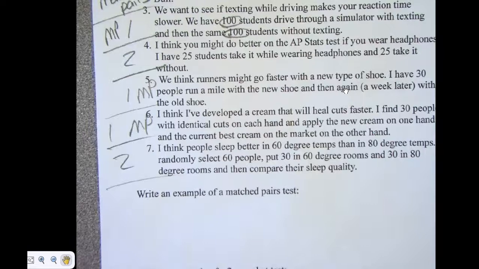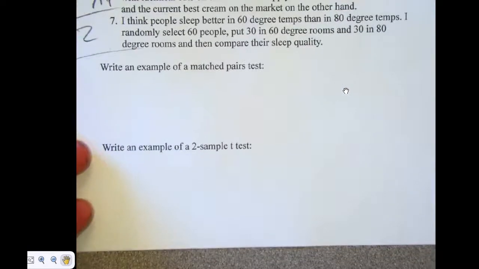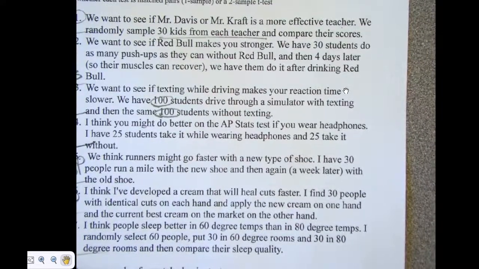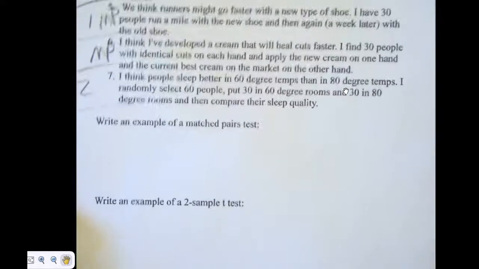Write an example of each. So you make up your own example of a matched pairs. You make up your own example of a 2 sample. You don't have to just do what I did. You don't have to give all the details like the mean and the standard deviation. Just a quick 1 sentence thing.